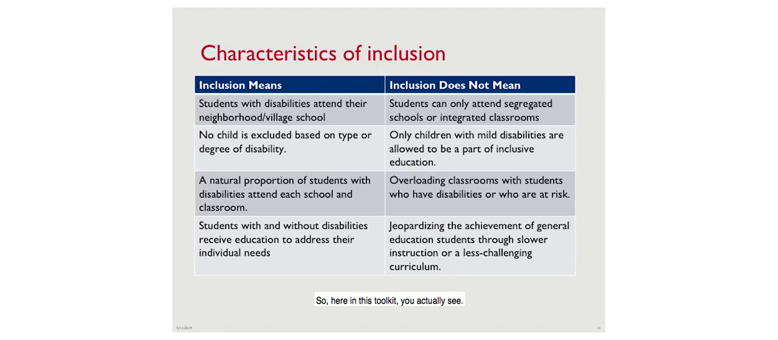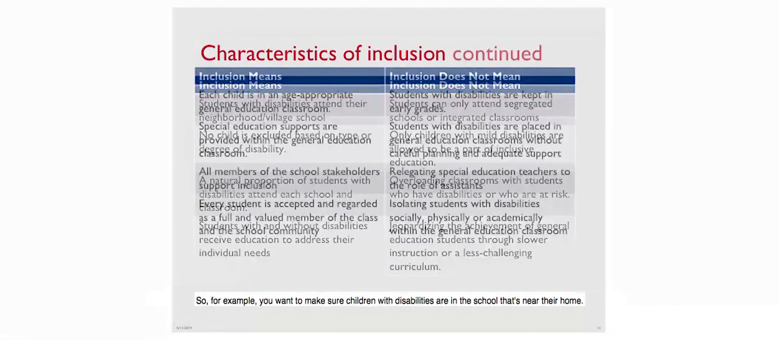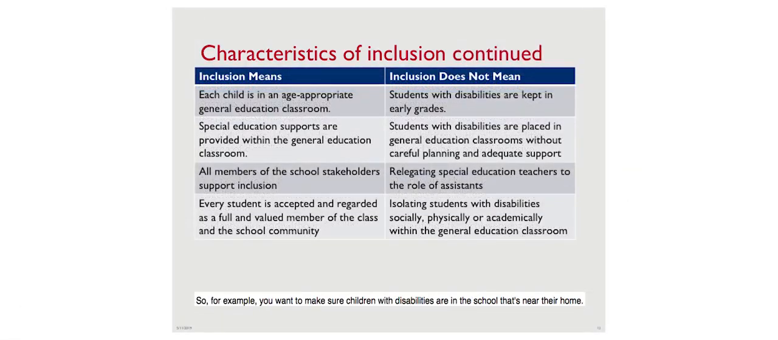So here in this toolkit, I'm not going to go really in depth, but you'll find that there are different characteristics of what inclusion means. For example, you want to make sure that children with disabilities are in a school that's near their home, that their teachers are trained to be able to support these students, and that students are in age-appropriate classrooms. As you can see, these two show what is supposed to be and what's not supposed to be included. So you can look at that more within the toolkit.